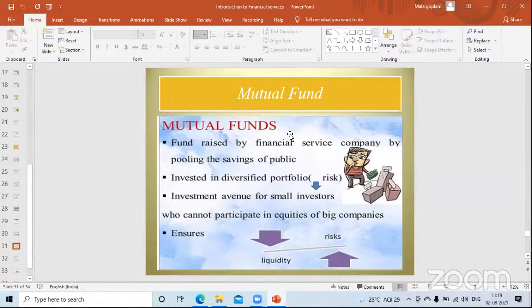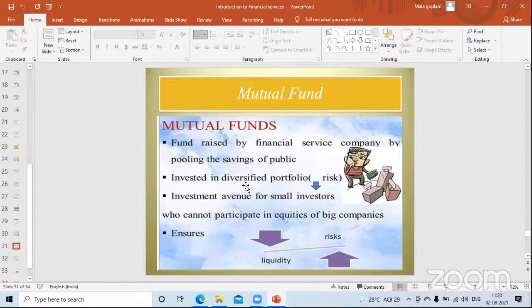So that particular 3 crore rupees of investment that has come to you, you have to invest in different securities in different companies. That is known as a diversified portfolio, where risk minimizes. Can you see this arrow? Risk minimizes because the portfolio is diversified in nature.